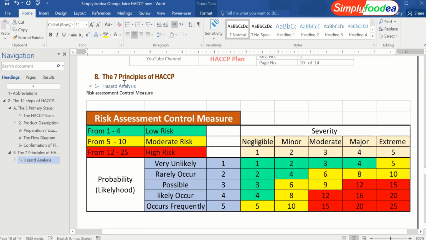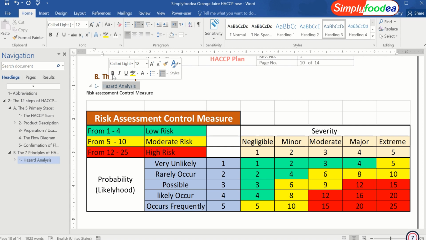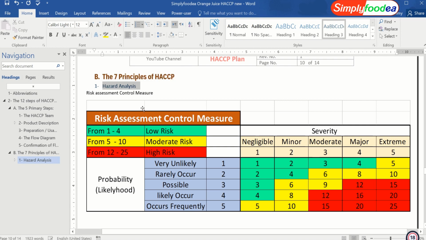Then we have agreed that when we make any hazard analysis, there must be risk assessment control measures, and these risk assessment control measures must define what are the high risk, low risk and medium risk, and what are the numbers you have used in your risk assessment matrix.